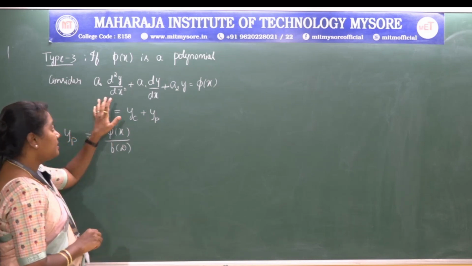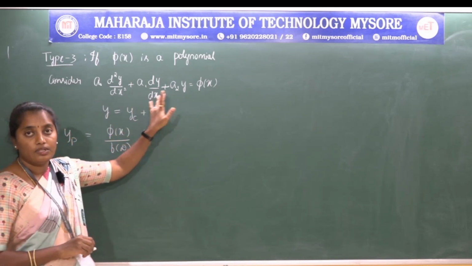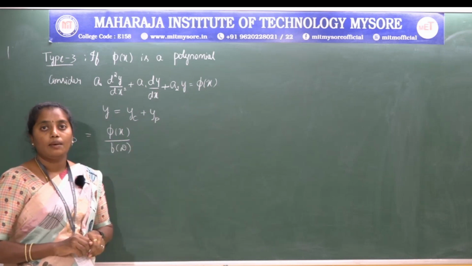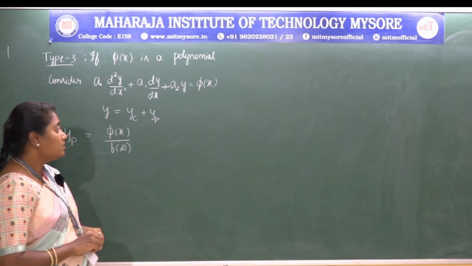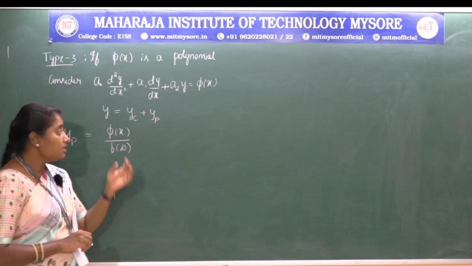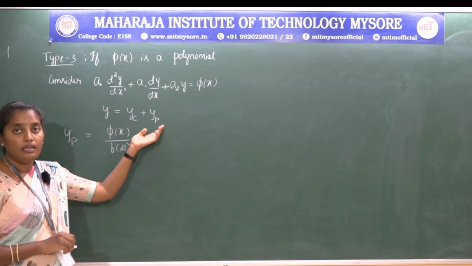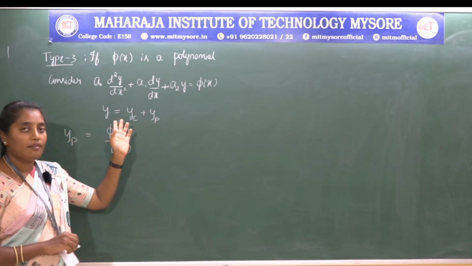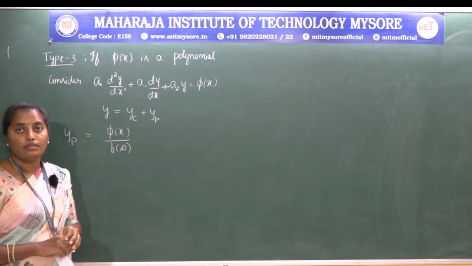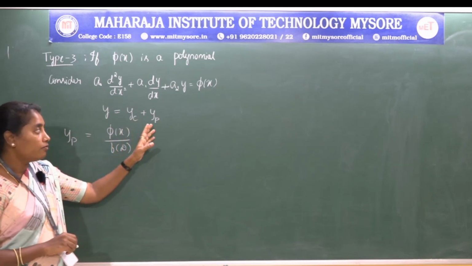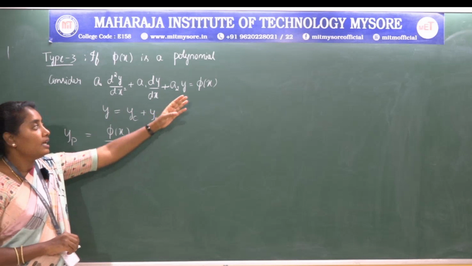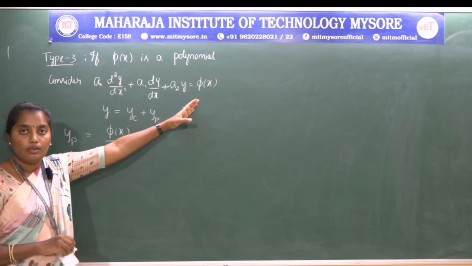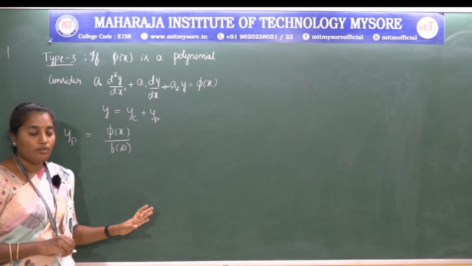For that I am considering a second order differential equation. Here phi of x is a polynomial equation. Solution of a differential equation is yc plus yp. In the previous video I have already explained how to find a complementary function. Now to find a particular integral if phi of x is a polynomial, here is the procedure.